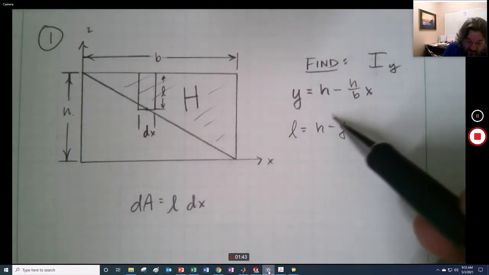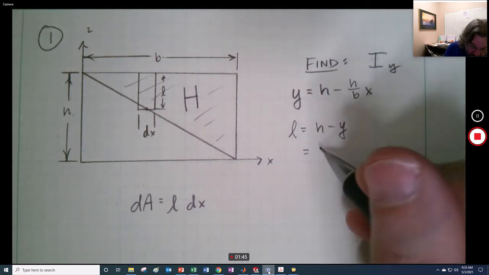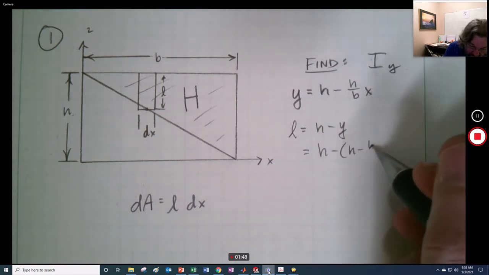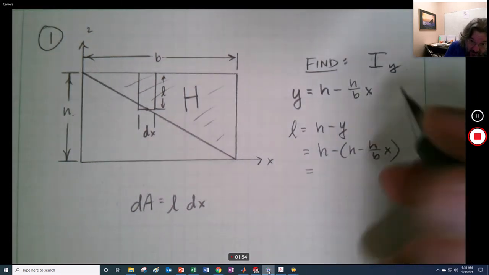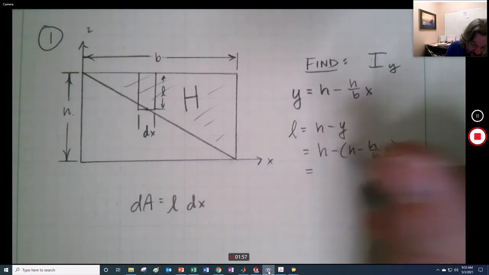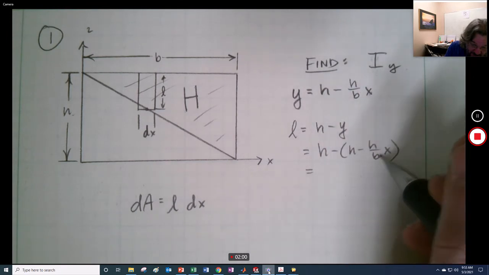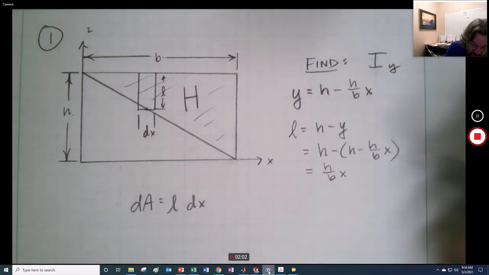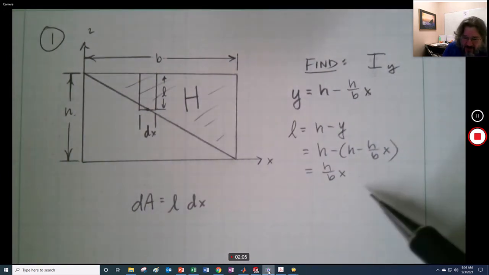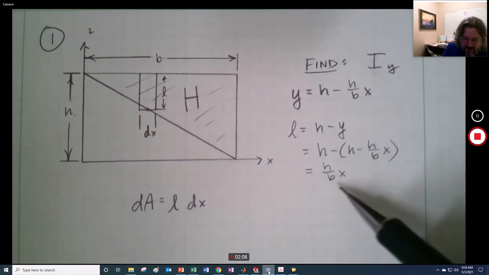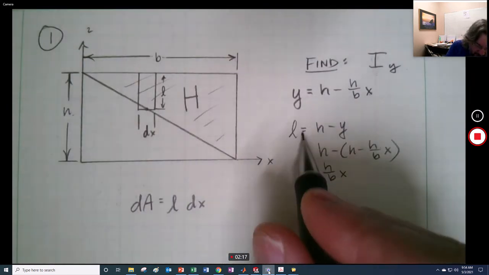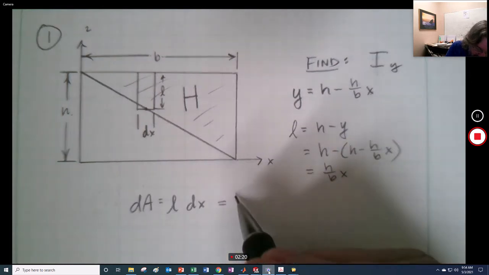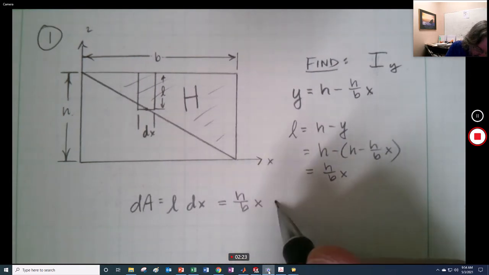So we could stick this equation back into here. We have L equals h minus y, which is h minus h minus h over b x, so L is going to be h over b x. I don't think you can intuitively look at this and just say that you know that to be true, but through that logic you can find that out. So pulling this back down to here, we see that dA is just going to be h over b x dx.